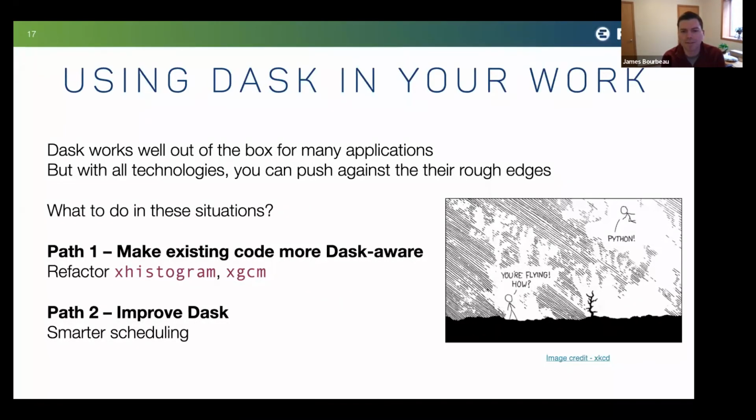So what do you do in these types of situations is really the question. I'm going to outline here two paths and give examples of both of these approaches that Ryan and the rest of his group and folks at Coiled took. The first path is to make your existing code more Dask aware. We're going to touch on an existing refactor that happened on xhistogram, one of those domain specific packages that Ryan was talking about. And the other option is to improve Dask, so make upstream contributions to actually improve the underlying tech stack. Next slide.